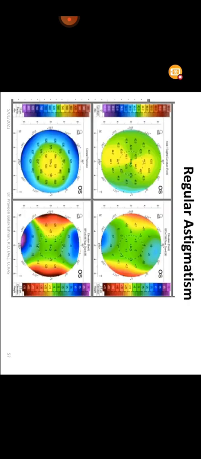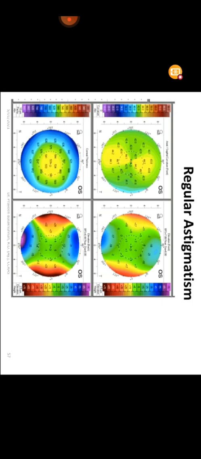And you can see a regular astigmatism. This is a very common presentation. Whenever there is an astigmatism which is regular, you can see a bow tie pattern. You can see a bow tie pattern which is coming here. This is called a regular astigmatism.